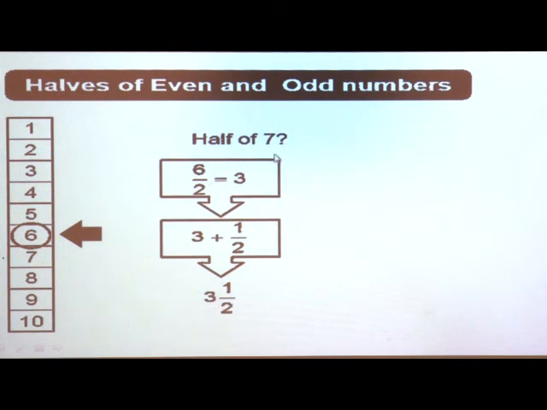Can you say what is half of 9? Yes, you have to follow the same procedure. If half of 9 means the number before is 8, what is half of 8? It is 4. So what you will get here is 4 and a half for half of 9. So I told you, just take your own even numbers and find out how to do half of 7 and other odd numbers.